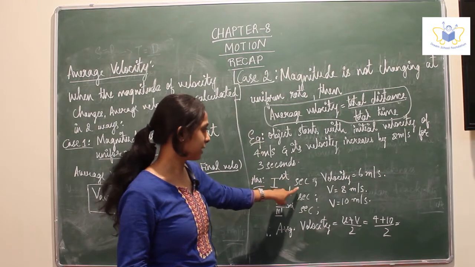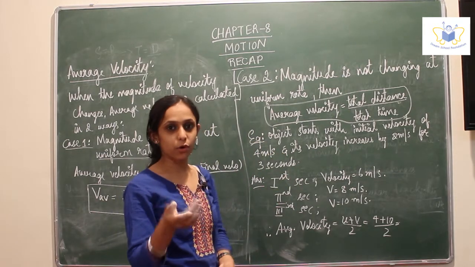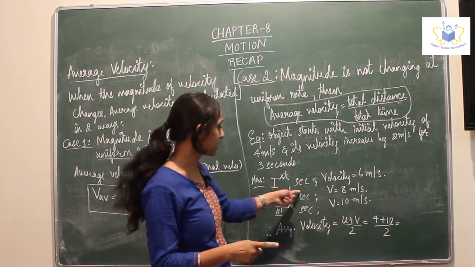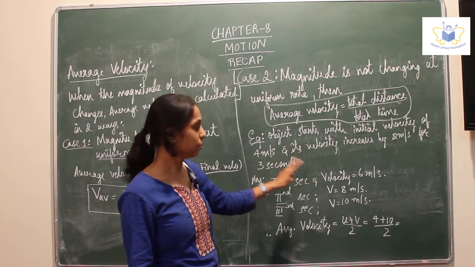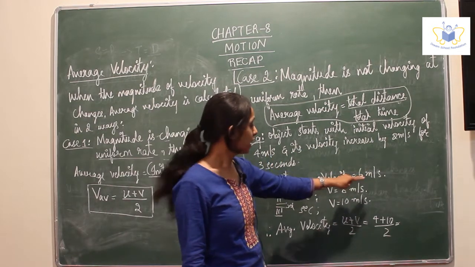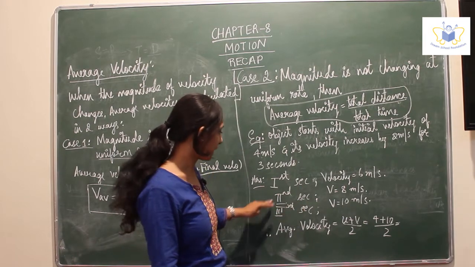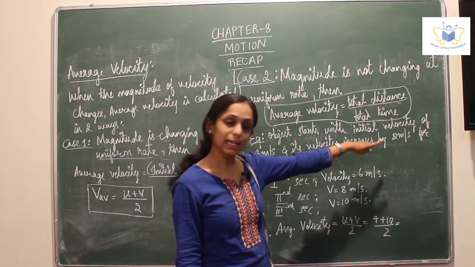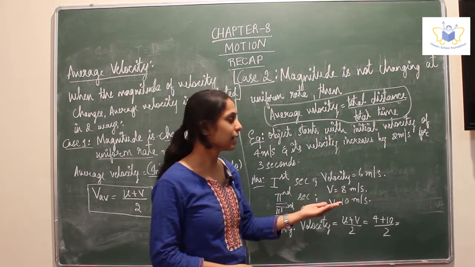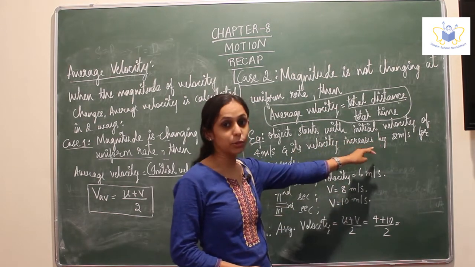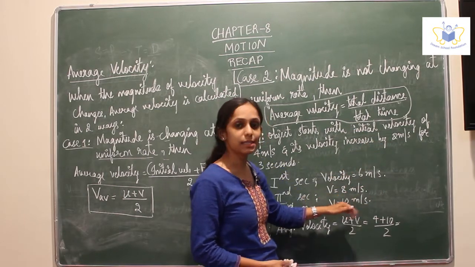Initially it was 4, assume when you are starting it is 4. After the first second, what is happening? It should increase by 2, correct? What is 4 plus 2? 6. Now this will be my initial. After the second second, it should again increase by 2. So 6 plus 2 is 8. After the third second, it should again increase by 2 because it is successively increasing by 2. So 8 plus 2 is 10.